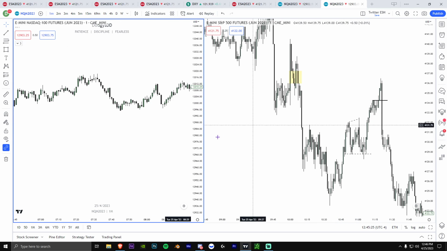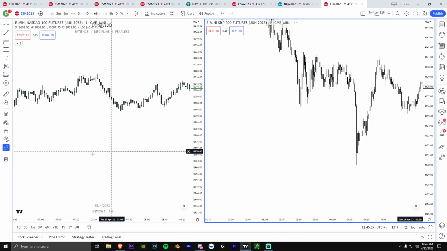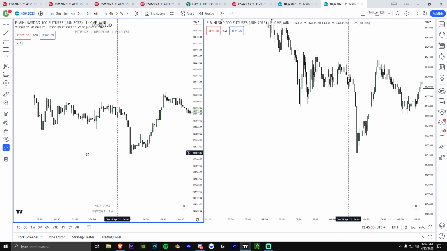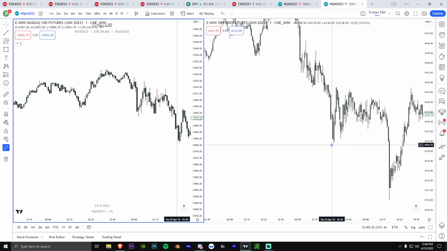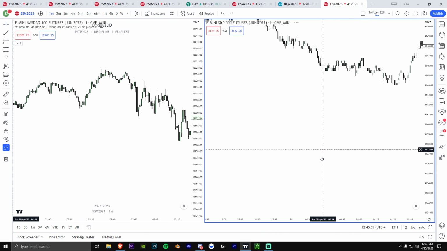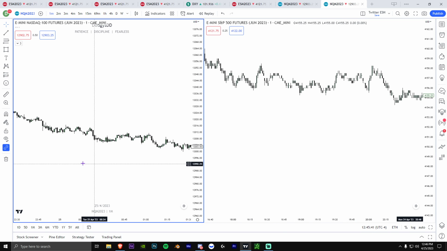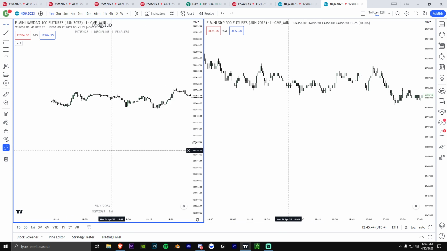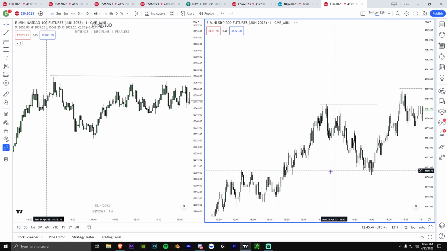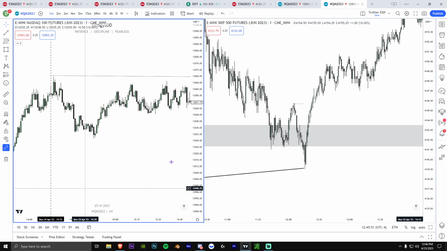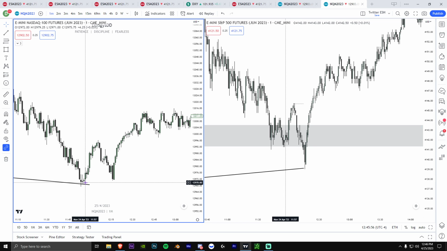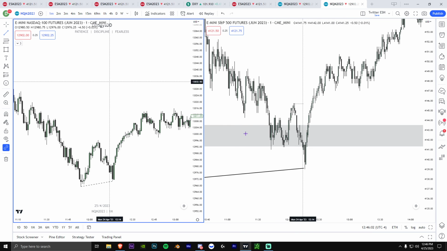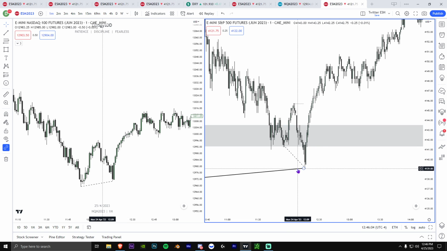And I think yesterday was a pretty good example. This was yesterday afternoon. Yesterday we actually reversed off an SMT, I believe. Let me check. It was low of the day, I think, almost low of the day. It was down here. Yeah, so right here. What happens? We get a higher low on NQ, lower low on ES.